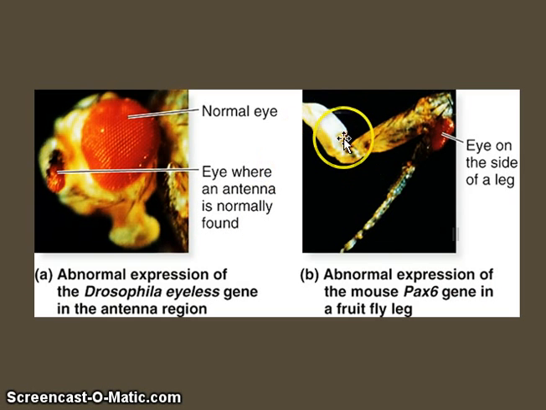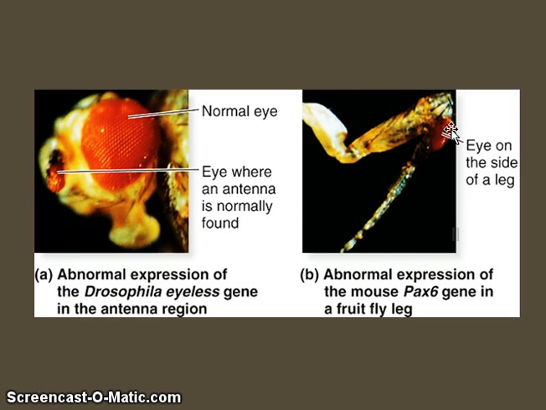So let's take a look at this photo, and we can see that here we have a fly leg, and here we can see the eye. So when the mouse Pax6 gene was expressed in the leg region of a fruit fly, a small eye formed. So that's also pretty crazy. But one question you may ask is, why wasn't a mouse eye formed there instead? Because after all, the Pax6 gene is coming from a mouse. But we have to remember that the Pax6 gene is a master control gene that activates genes from the Drosophila genome, or the fruit fly genome.